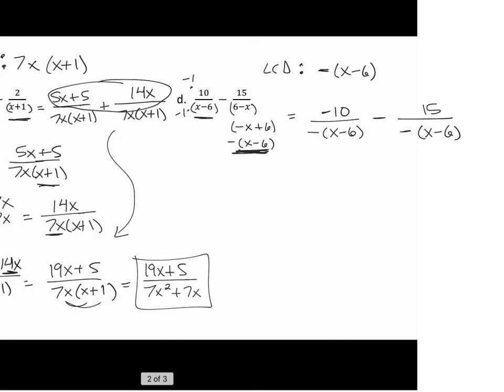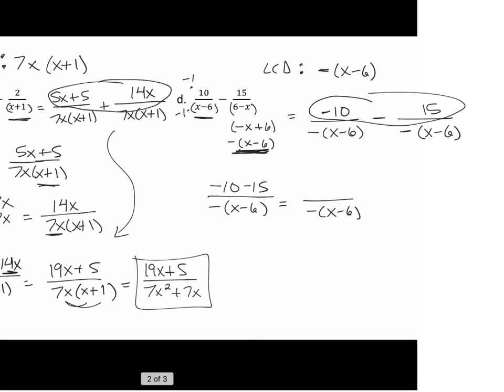So now I have the same denominator, and it stays. I just need to combine the numerators, so -10 minus 15. And -10 minus 15 is -25. And then you'll see that we can divide that -1 from both the numerator and denominator. So that leaves us positive 25 and positive x minus 6. That'll be our simplified difference here.